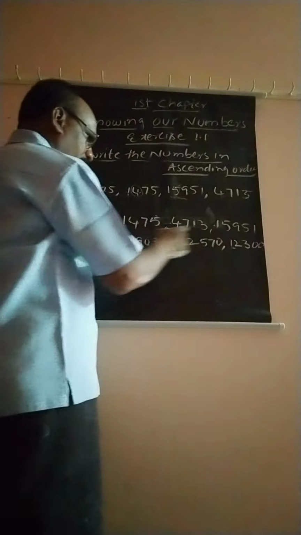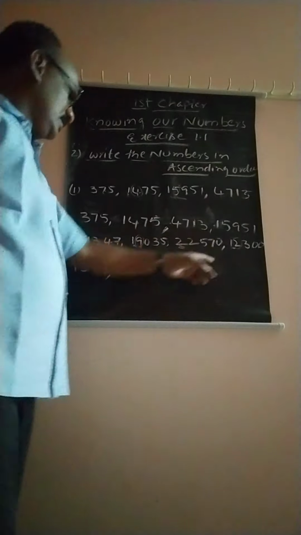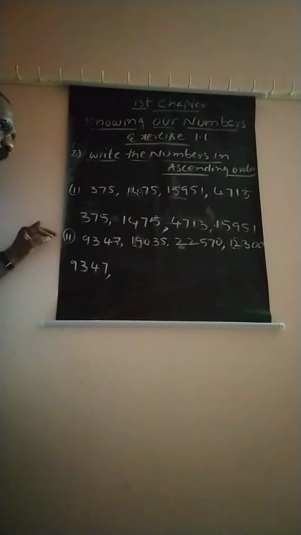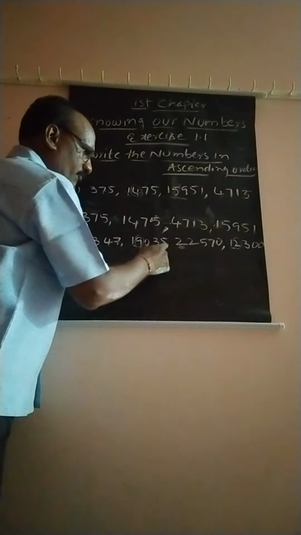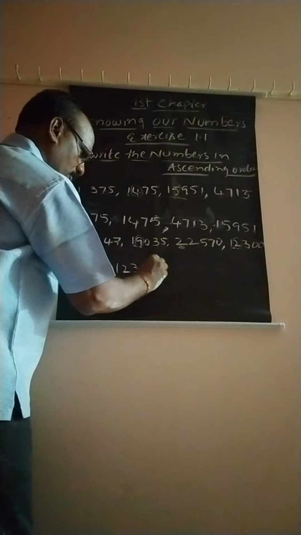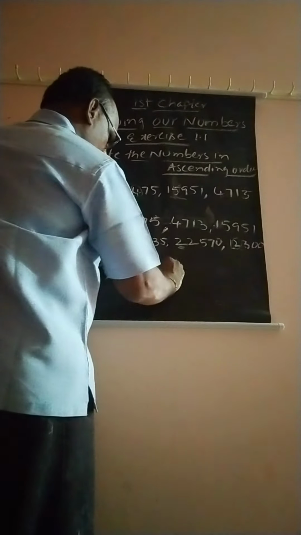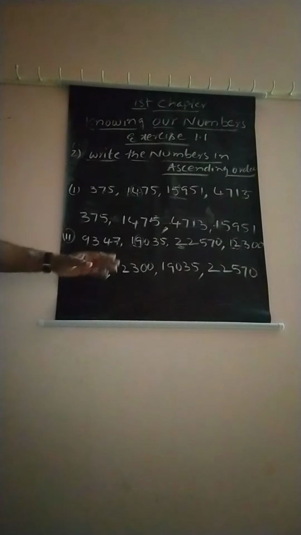Starting digit is 1, and again you go for the next place number. Here 9 is there, here 2 is there. While comparing the second digit, which is the bigger one? 9 is the bigger one and 2 is the small one. So while comparing those two numbers, 19035 and 12300, this is the small one, 12300. Next, 19035. Next, 22570.